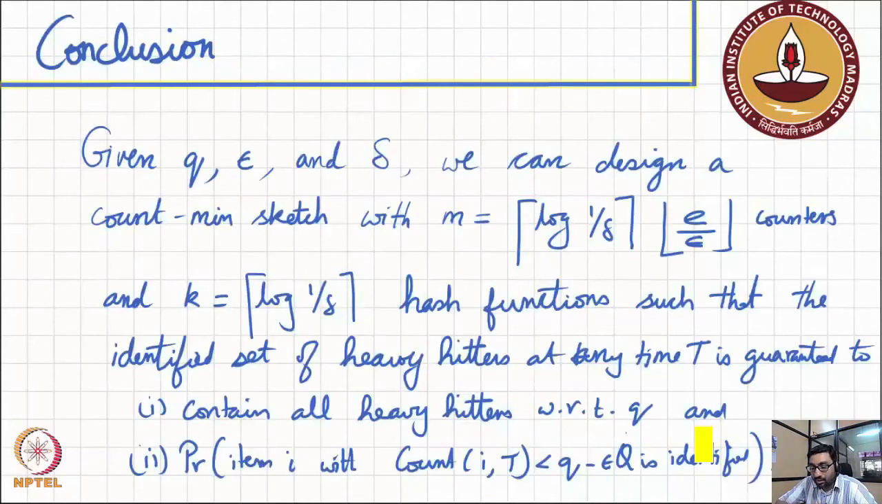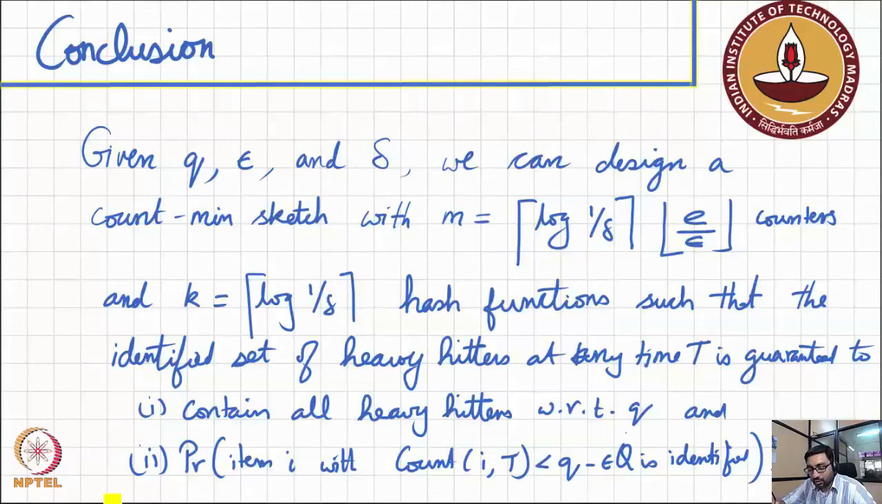So here's the conclusion. What we have looked at is, given a threshold q, error parameter epsilon, and confidence probability 1 minus delta, we can design a count min sketch with m equal to log 1 over delta times e over epsilon total number of counters. Of course, we have to arrange this in a two-dimensional array, but this is the total number of counters, and we will also need to use k hash functions, and k here is roughly log 1 over delta.